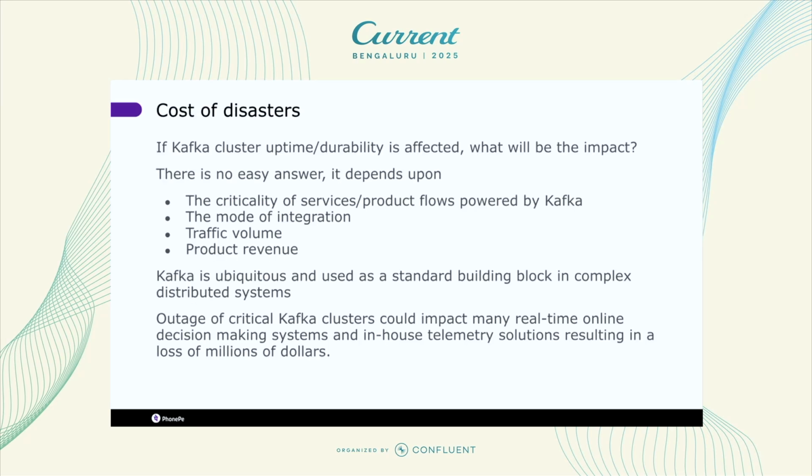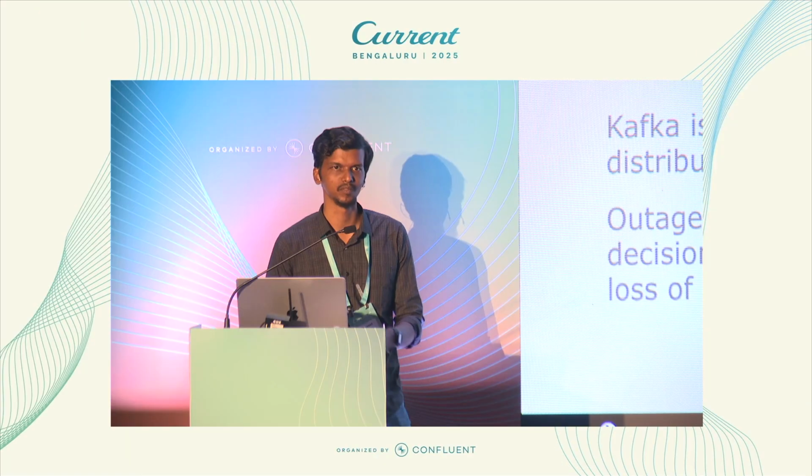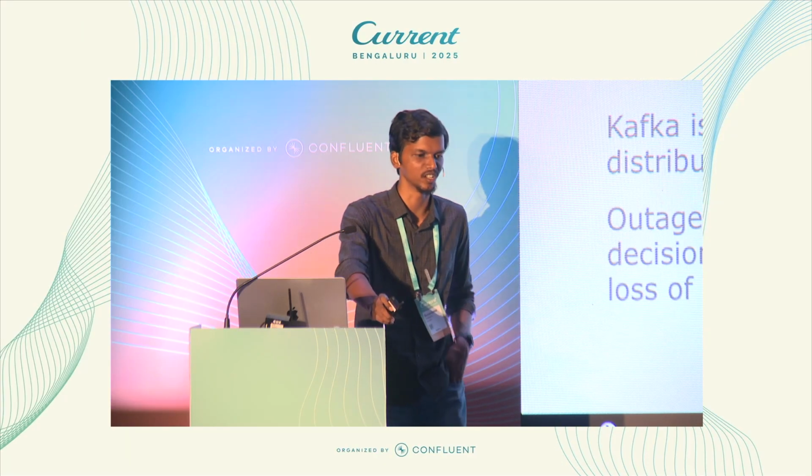Now, what is the cost of a disaster and why should you care? A disaster affects the uptime of your cluster and can cause loss of data. What does that mean? Your application can be quite critical to the working of your product, so it can be tied to your product's revenue. It also depends upon the criticality of the app and the traffic volume that it processes. Kafka is ubiquitous, like I said, so flexible. It finds applications in anything under the sun that you can think of.